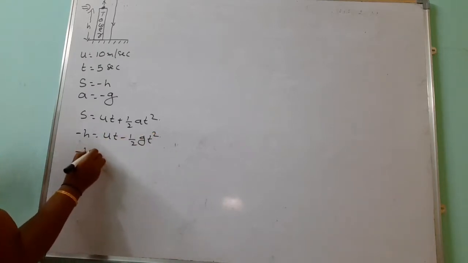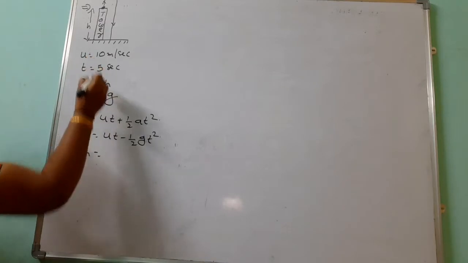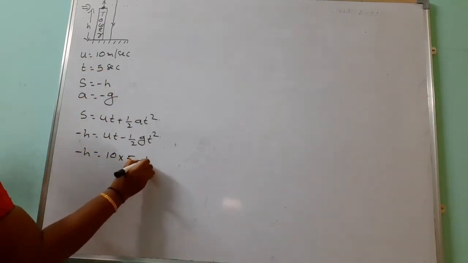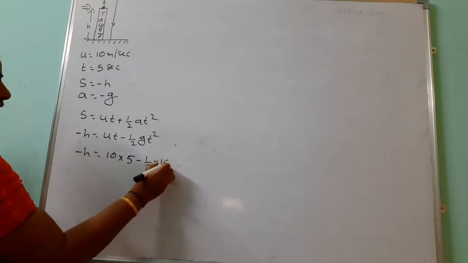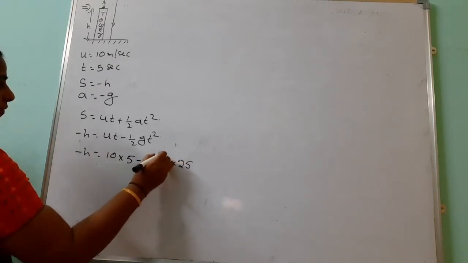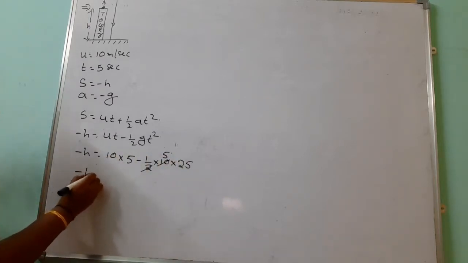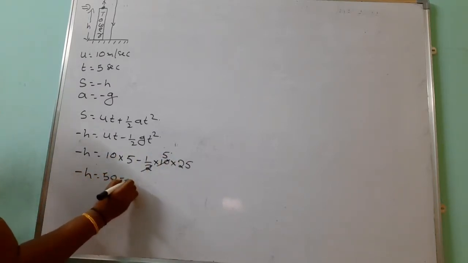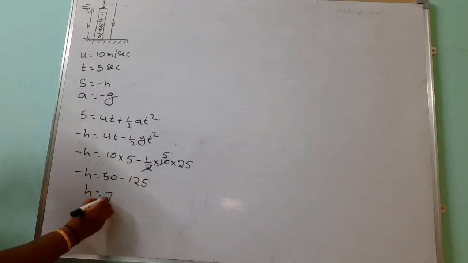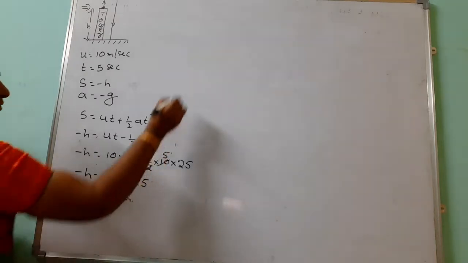Minus h equals, velocity is how much? 10 meters per second, time is 5 seconds, minus 1 by 2 into 10 into 25. Then minus h equals 50 minus 125. So the answer is 75 meters. Like that we can find it out.